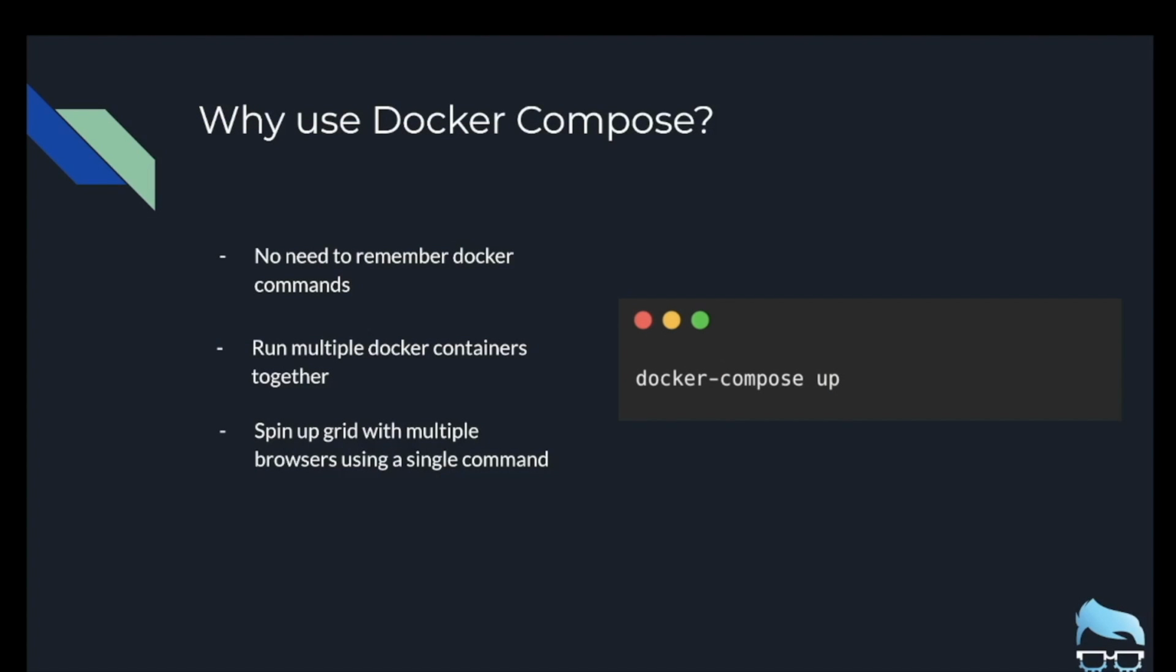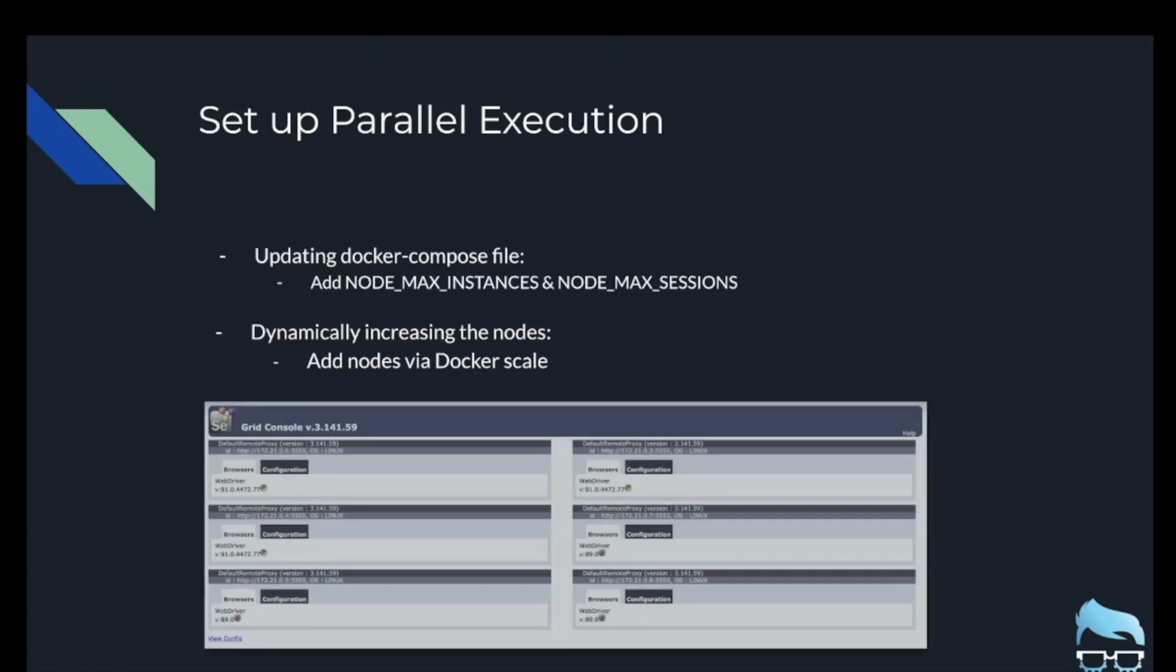Alright guys, so to quickly sum up, you can use Docker commands to run multiple Docker containers together. You can also spin up your grid with multiple browsers using just one individual command, and that's the advantage you have. So anyone in your team who is not familiar with Docker can just run this Docker Compose up, and they don't have to worry about what exactly that Docker file or Docker Compose file is doing. They will run this command and it will spin up any kind of services that they want to spin up. In our case, we did it for grid and we spun up multiple browsers. We also looked at how we can take advantage of parallel execution using Docker Compose, as well as how we can dynamically increase the nodes by doing Docker scale as well.